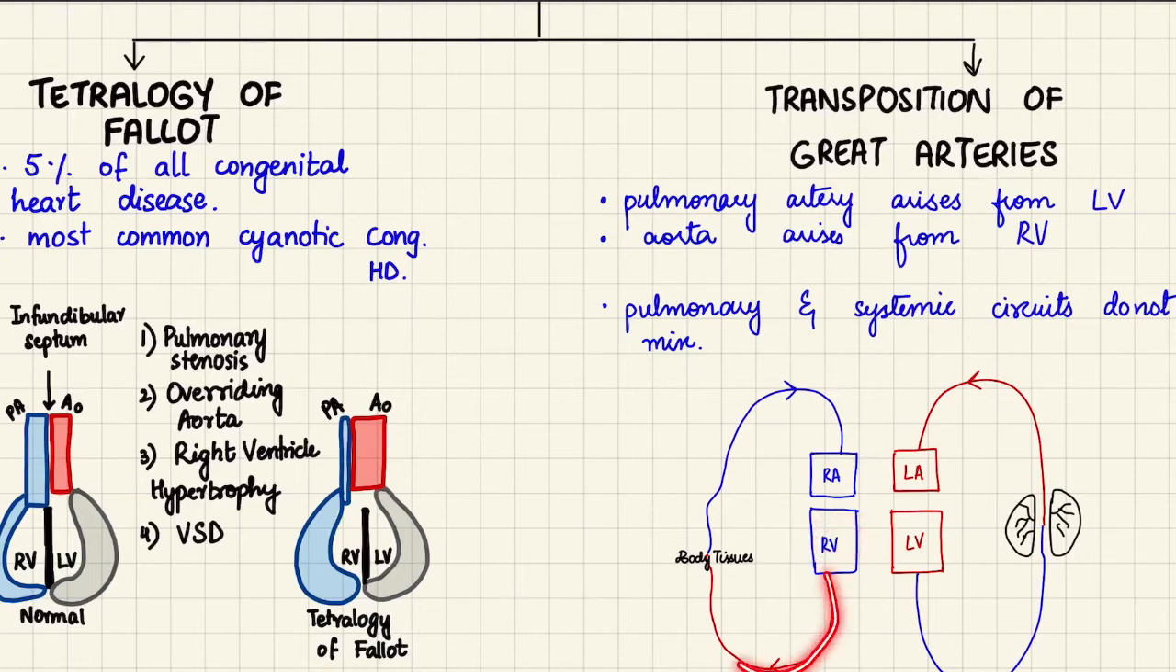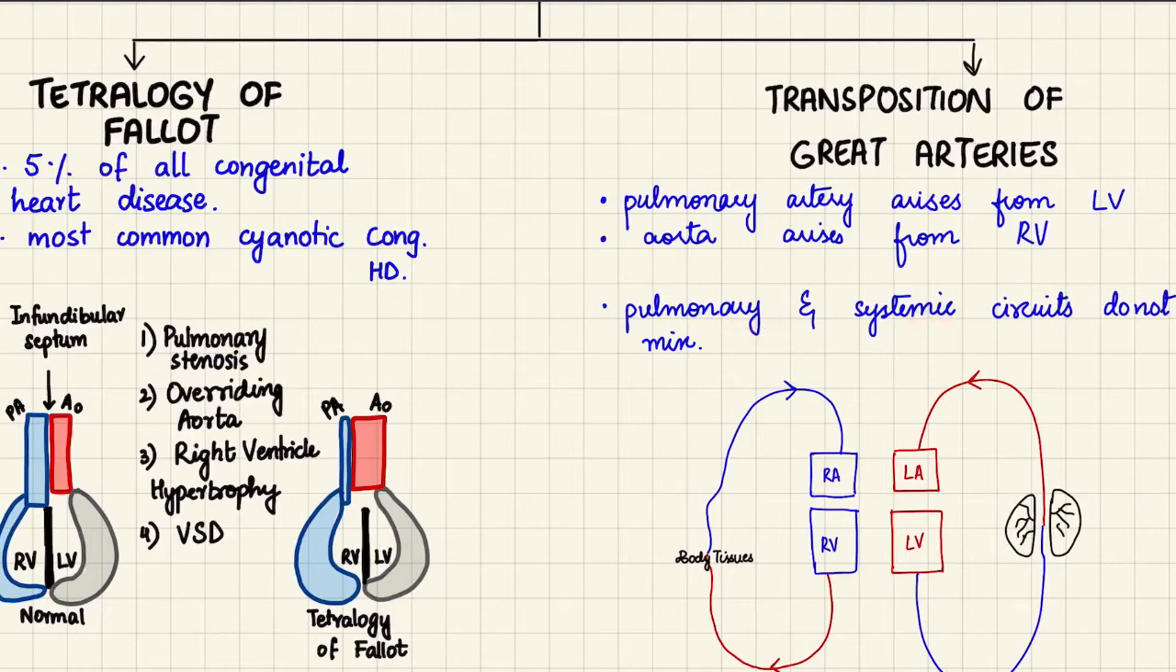So it will go to the body tissues, then come back through the venous circulation and go to the right atrium. So this is an independent circuit, and similarly the left ventricle pumping blood into the pulmonary artery and then going back through the pulmonary veins into the left atrium will be an independent circuit as well. So both the pulmonary and systemic circuits will not mix.